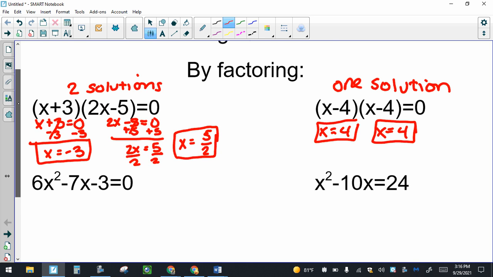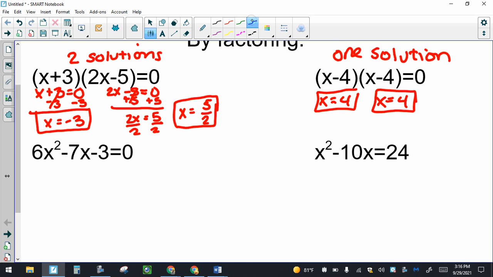So let's come down here to where I actually need to factor it. So this is the one where I draw my x because it equals 0. The product for this one is going to be -18. And the sum, the number in the middle, is -7. So I need to think of a pair of numbers that would work. And in this case, it's -9 and +2. So I'm going to split the middle.